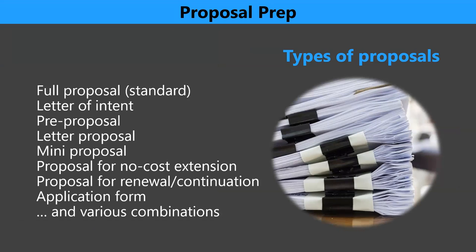So like I was saying, the funder will decide what type of proposal they're wanting you to submit. I wanted you to get a feel for the different types of proposals that might be requested. The full proposal is like the standard. So if you're submitting an R01 for the NIH, then you're just going to go straight to the full proposal in most cases. Some funders will ask for you to submit a letter of intent on the front end, which may be competitive and it may not.